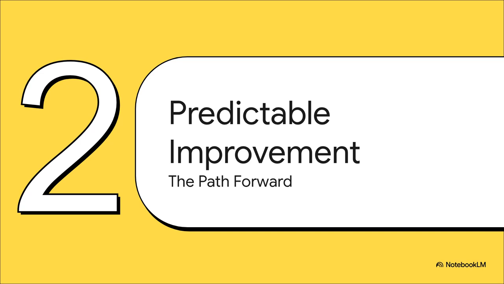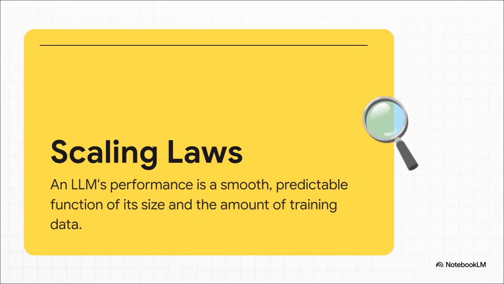Okay, so we know what they are and we know how they're made, but how do they get better? You'd probably guess it takes some brand new, clever breakthrough, right? But one of the biggest discoveries in AI is that their improvement is, believe it or not, surprisingly predictable. And this gets to the idea of scaling laws. Researchers discovered that an LLM's performance isn't random. It's not chaotic. It actually follows a smooth, predictable curve. As you increase the size of the model and the amount of data you train it on, its abilities improve in a way that you can actually measure and forecast.